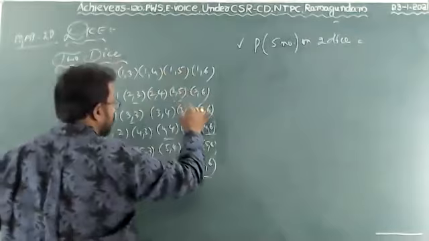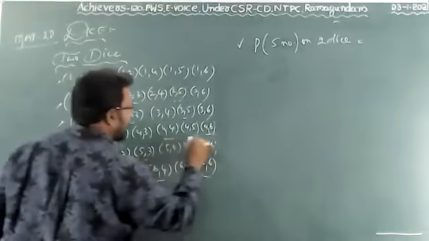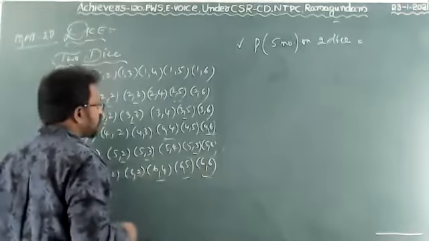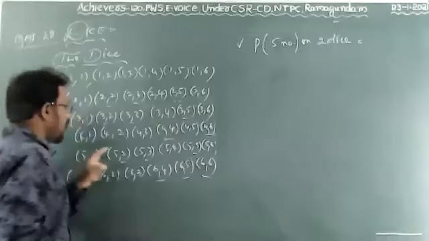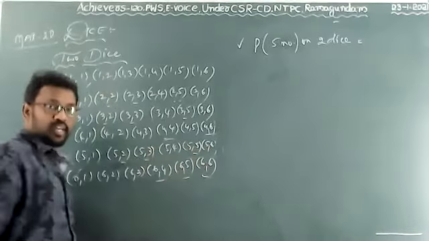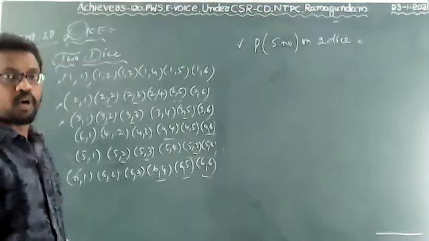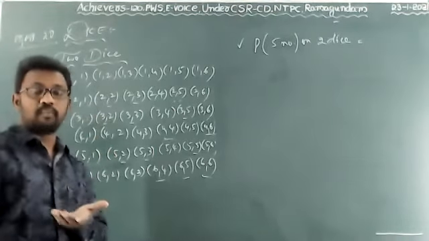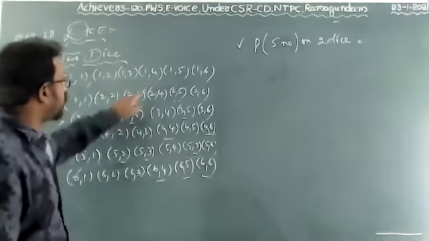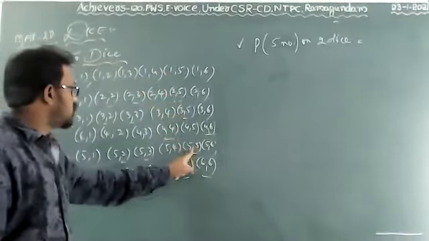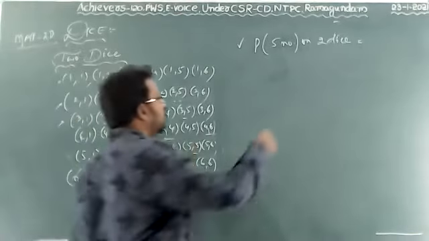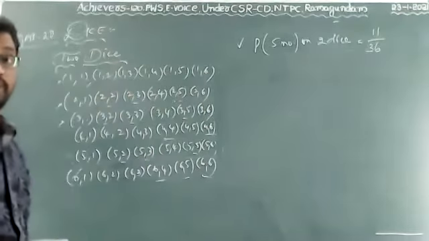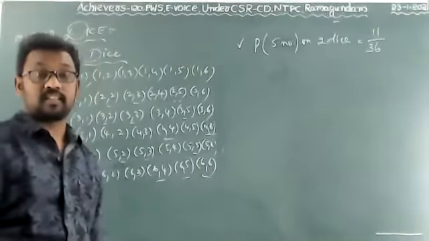Means all these you will get, and this totally you will get. That is most important. All these have five, here also five is there. 1, 2, 3, 4, 5, 6, 7, 8, 9, 10, 11. What is the probability of getting a 5 on 2 dice? How many in total? 11. 11 by? Total number of outcomes is 36.